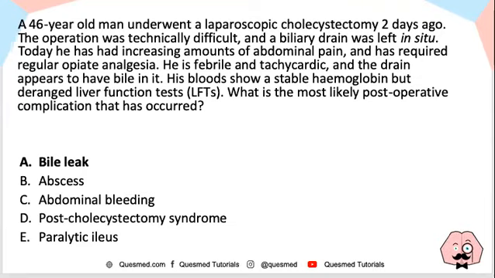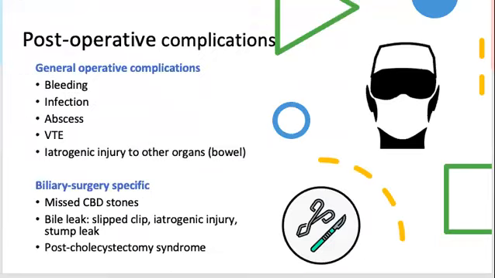Or Hartmann's. It's important to remember some of the postoperative complications that can occur with any type of biliary surgery. So those would include bleeding, infection, abscesses, DVTs, PEs, or various injuries to other bowel.